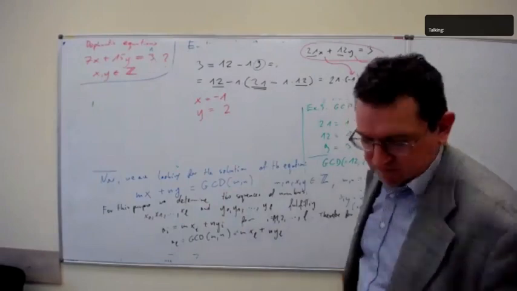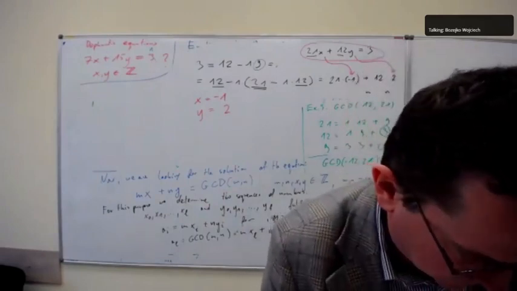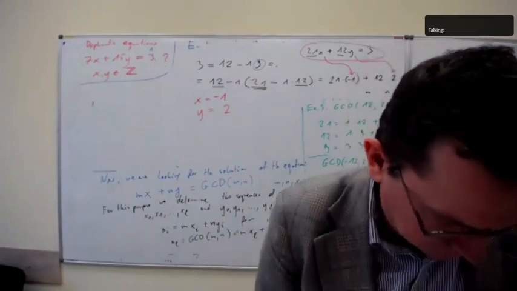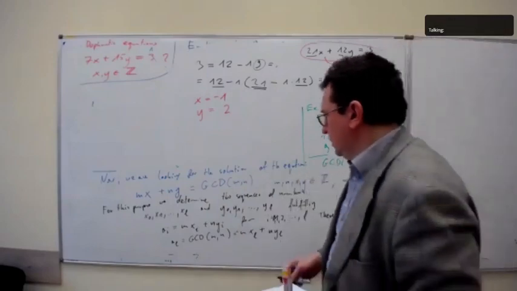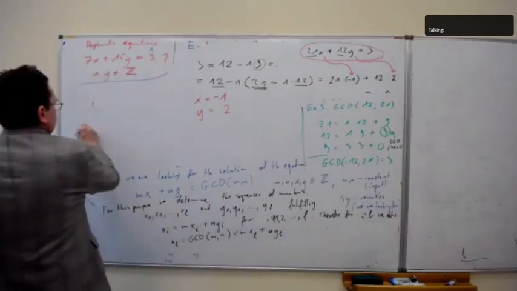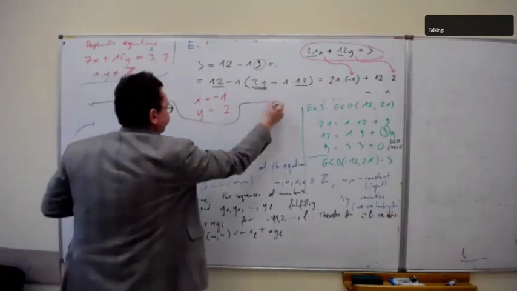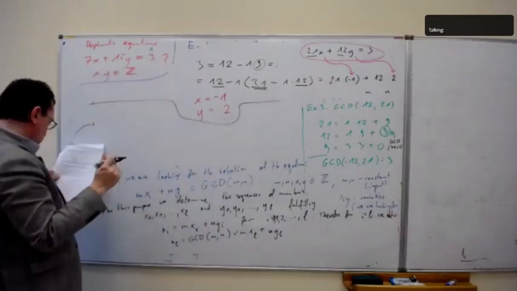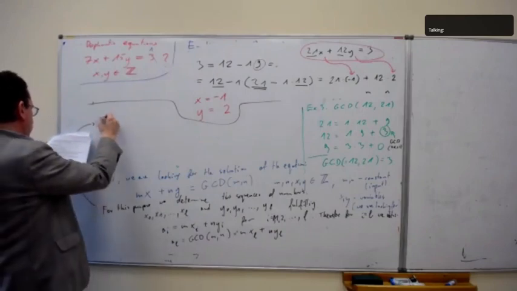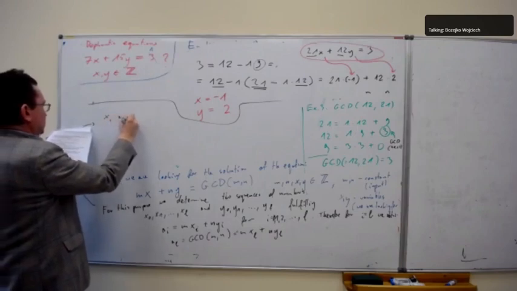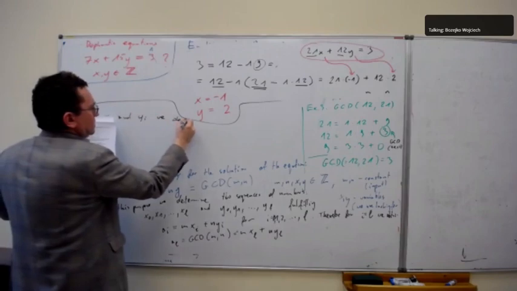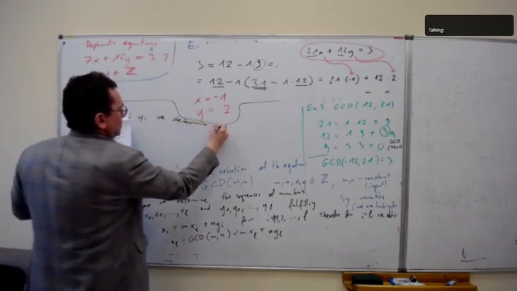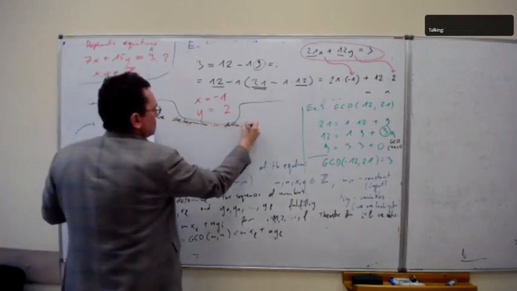Continuing this in the black part. We determine xi and yi in the following way.